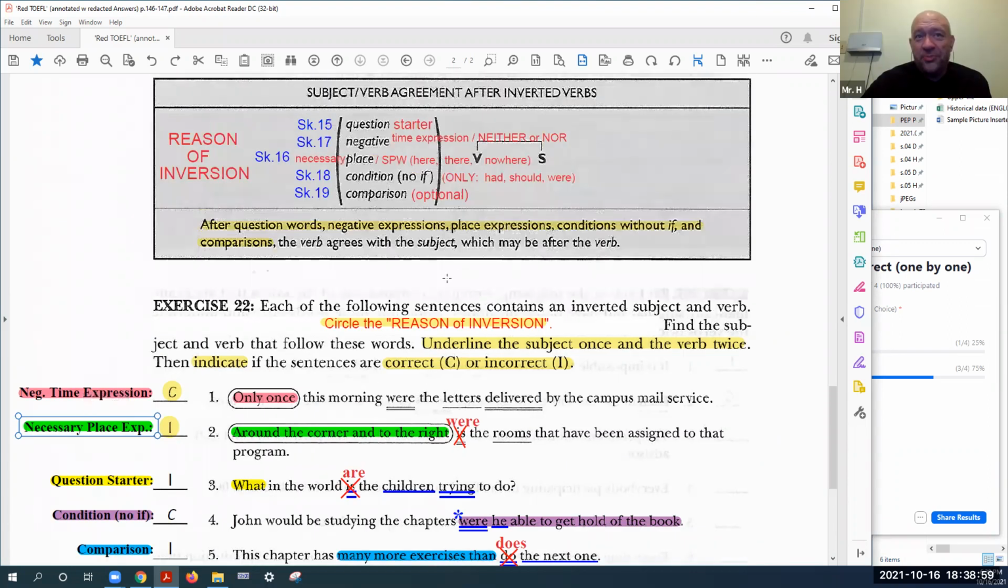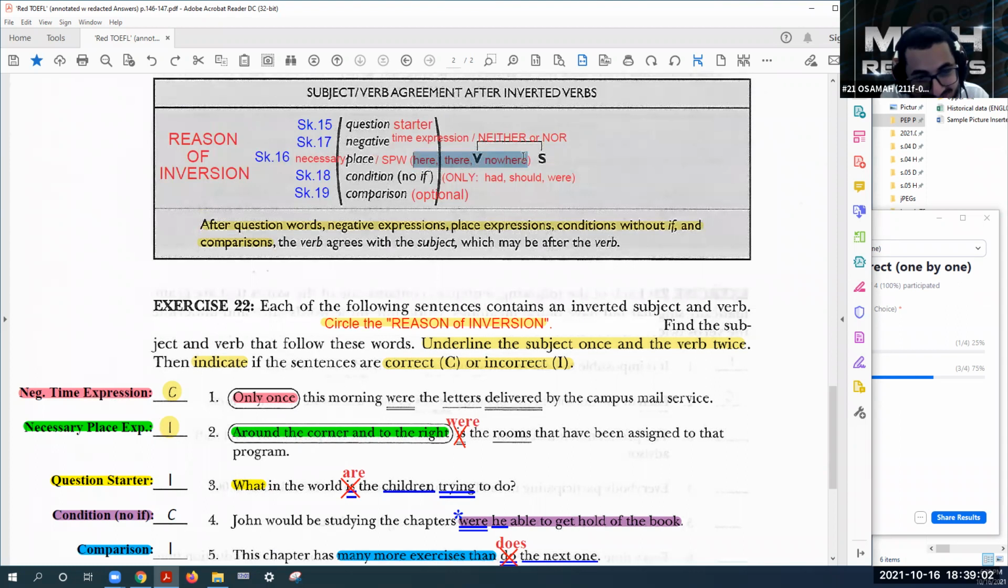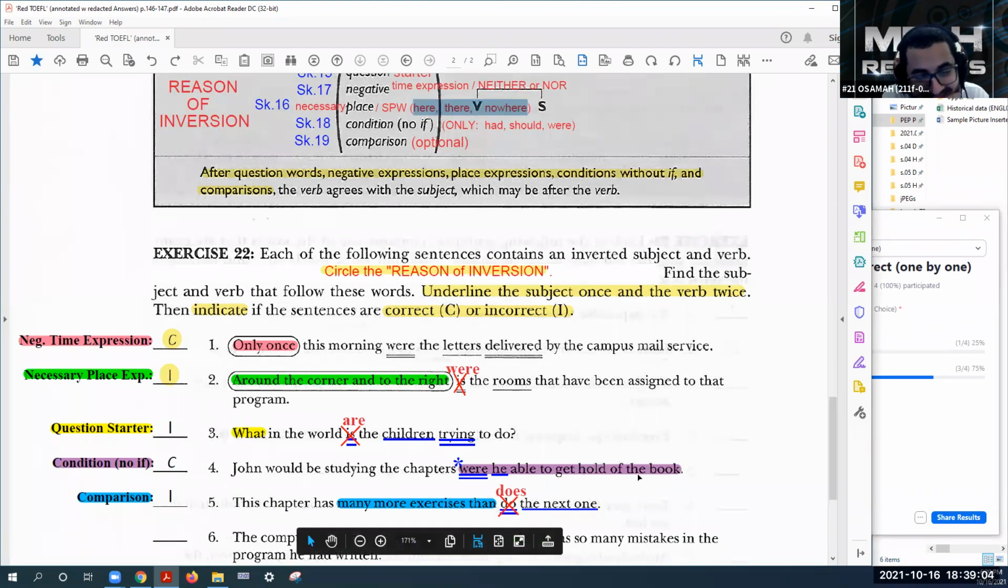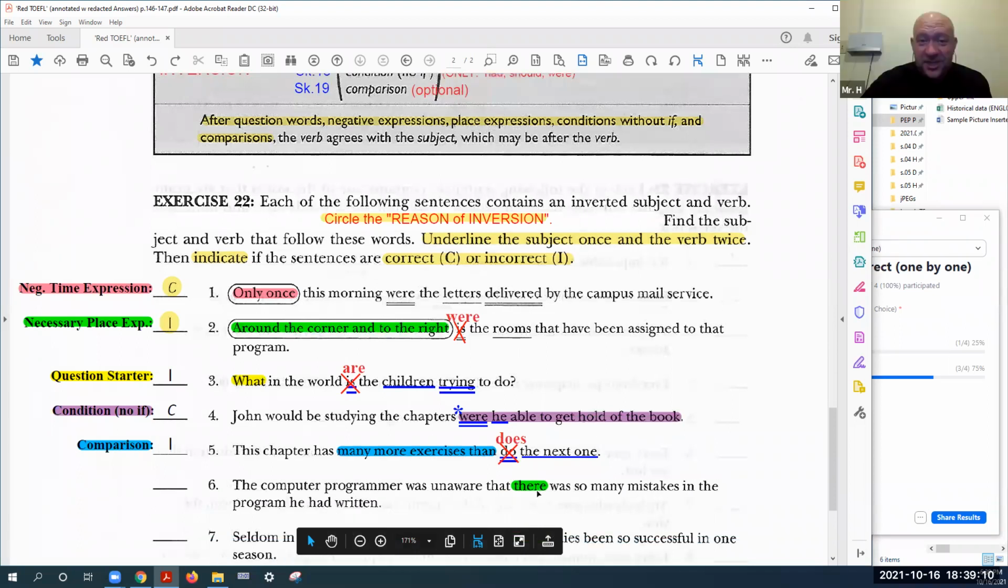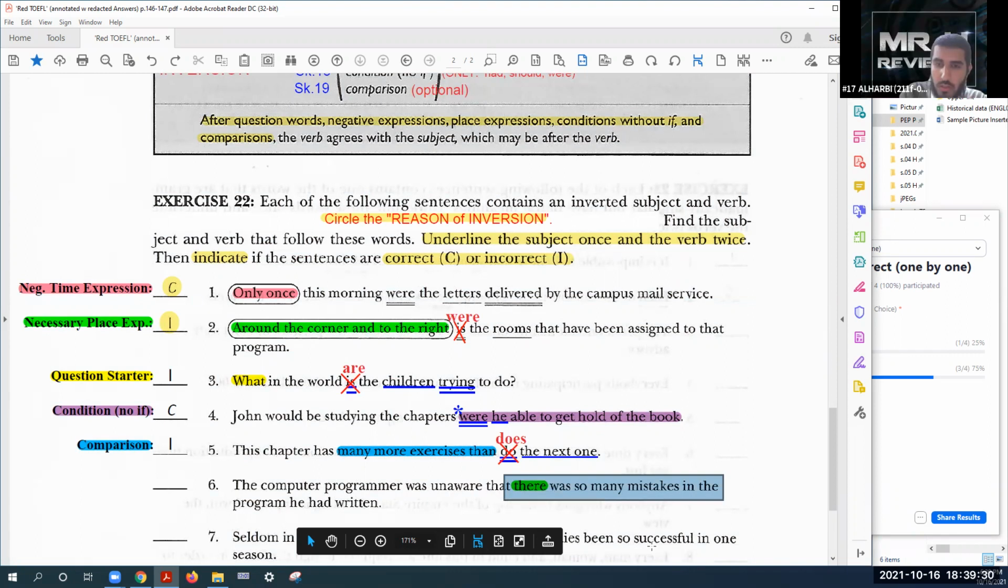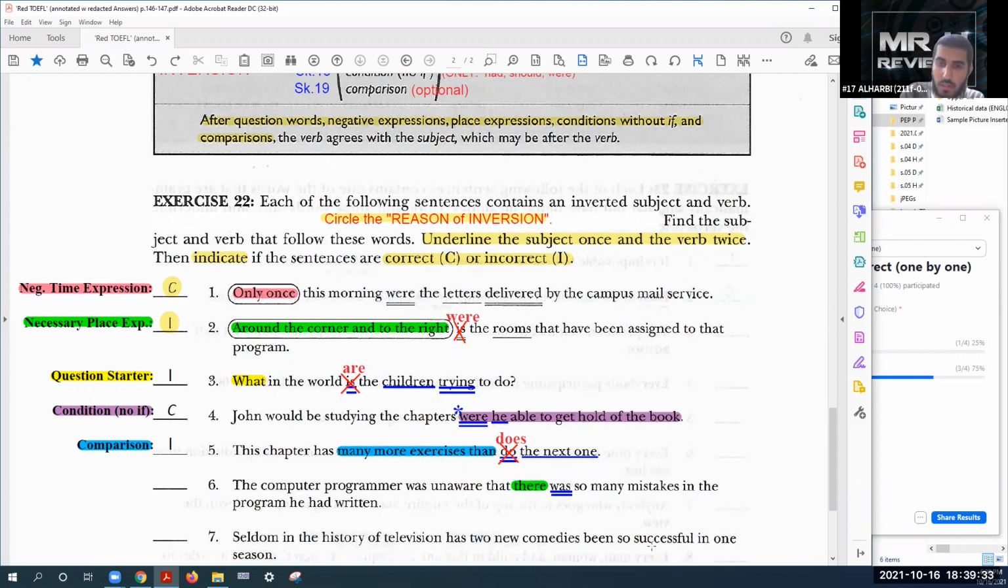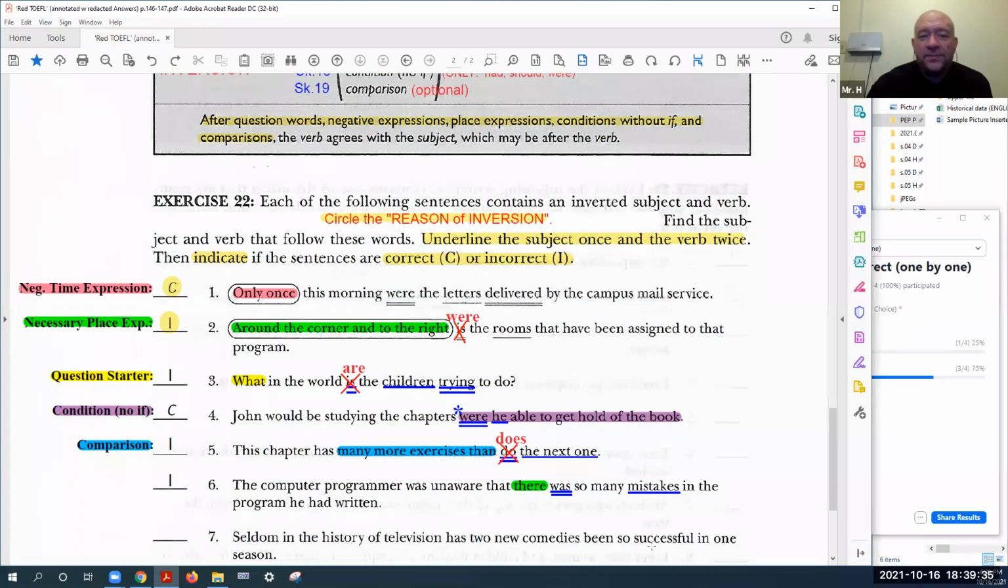Remember the words? Where is it? Right here. No, down, the question number 6. Oh, there is a place expression. Yes. All right. So Harvey, do you understand? There, here, there, nowhere. Remember? So where is the subject and the verb after the place? Find the subject and verb. Was many mistakes. That's right. Do they match? No. They don't match.